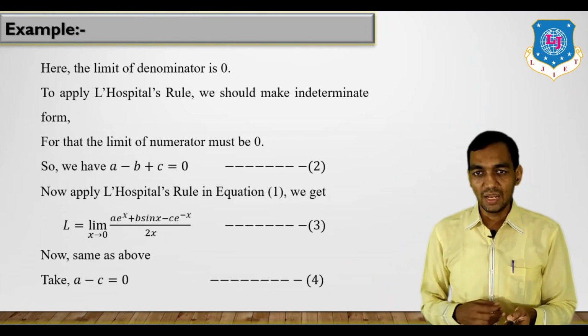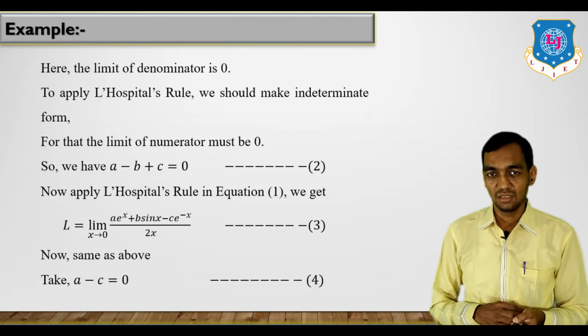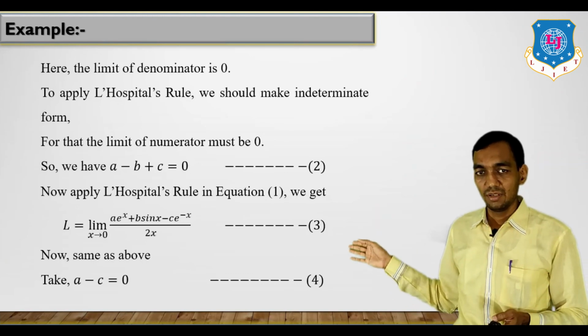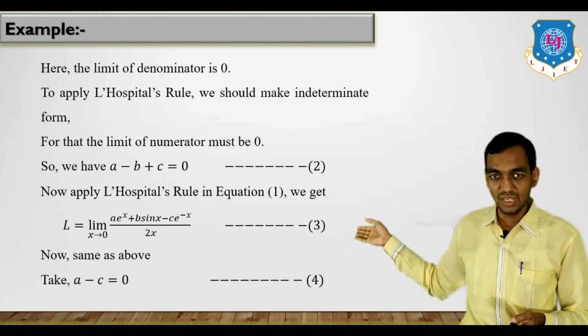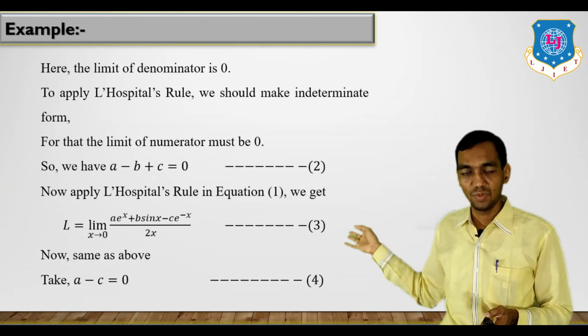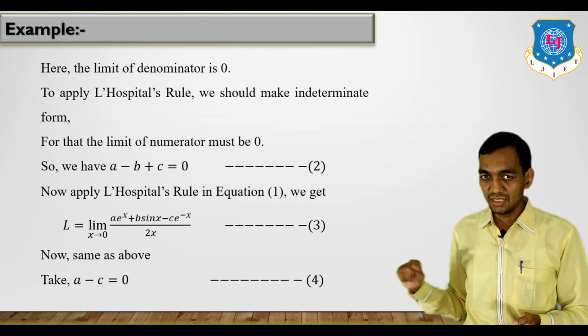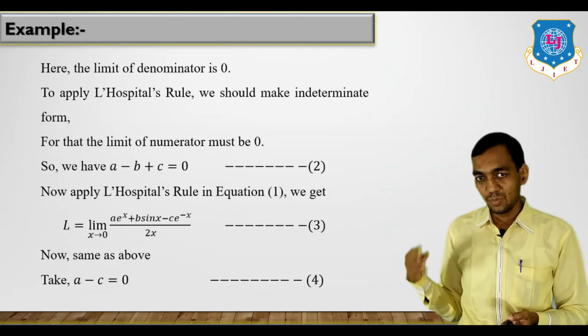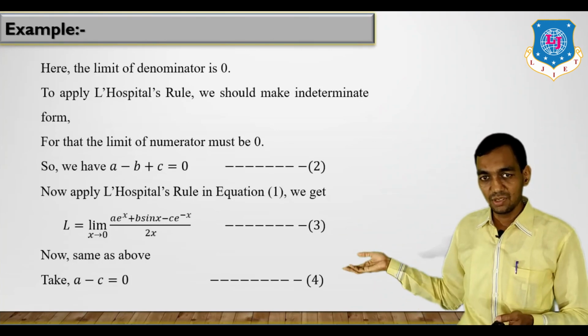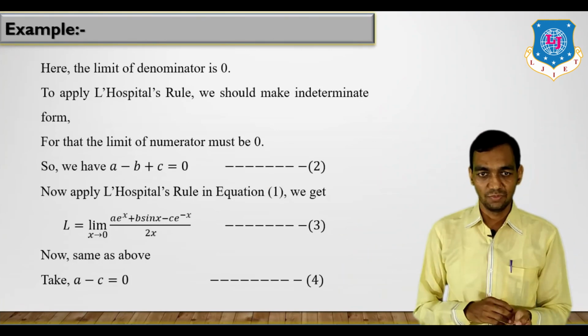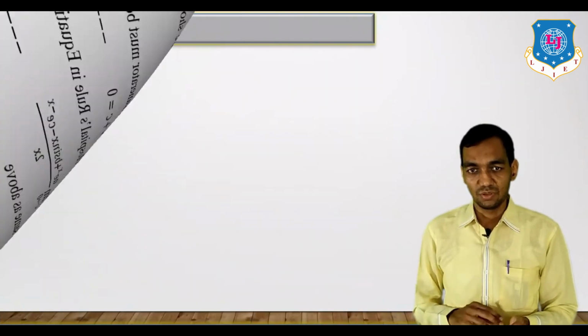Now applying L'Hospital's rule in the first equation, so again you will have a e raised to x plus b sin x minus c e raised to minus x divided by 2x. Again the denominator is 0, so the numerator must be 0. So applying limit, that will give you a minus c is equal to 0. So this is equation number 4.